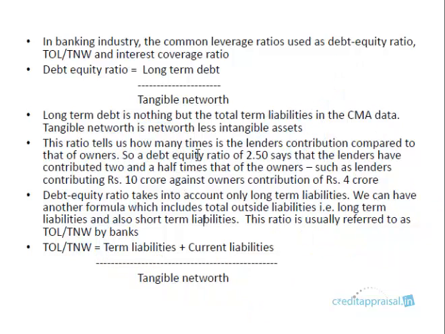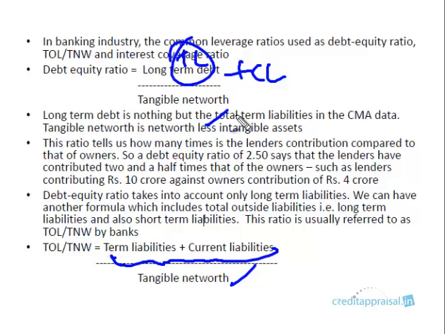Then there is another ratio called TOL by TNW. This is also a very commonly used ratio in banks. Here in the debt equity ratio we didn't consider current liabilities, did we? This is only term liabilities, long-term debt. But if we also consider current liabilities, then we get a ratio called TOL by TNW. The denominator is the same, TNW. In the numerator, we will consider both term liabilities and current liabilities. Here we consider only term liabilities. That is the difference.